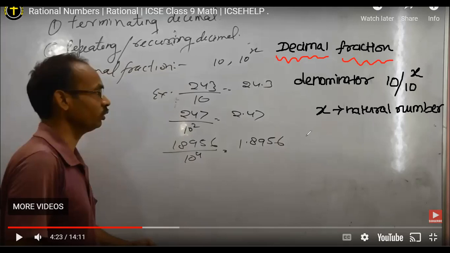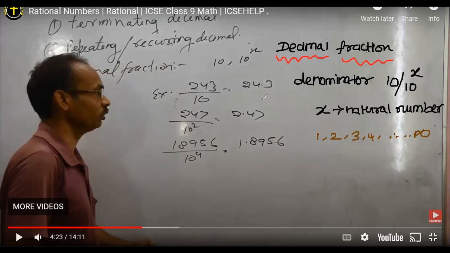Natural number means you can substitute any number from 1. You can substitute 1, 2, 3, 4, any value up to infinity, like 1,000, 10,000, 1 crore, whatever. It could be anything, but it should start from 1. So that is natural number. So your denominator can be 10 or 10 power x.